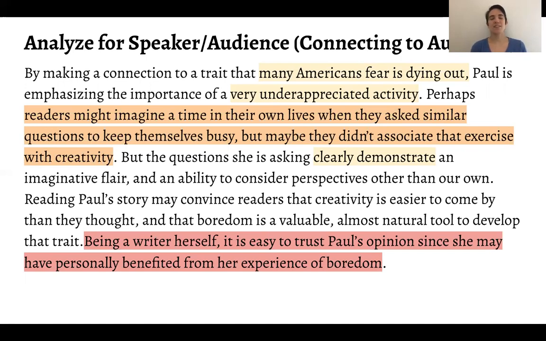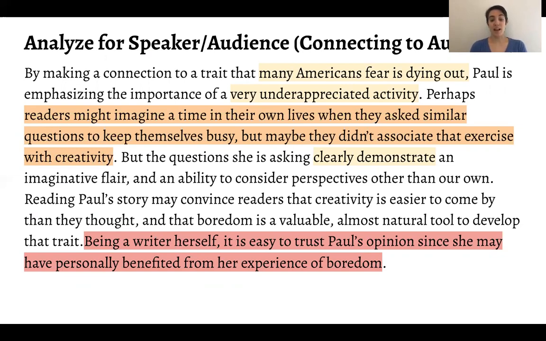But I kind of felt like saying, but she's making a logical appeal is a little bit too much. So I'm saying clearly demonstrate because I think that Americans really like it when they can see things for themselves. It's a clear demonstration. So you're kind of hinting at the fact that it's logical without explicitly saying she's making a logical appeal. Reading Paul's story may convince readers that creativity is easier to come by than they thought, and that boredom is a valuable, almost natural tool to develop that trait. We'll talk about that sentence in a minute.